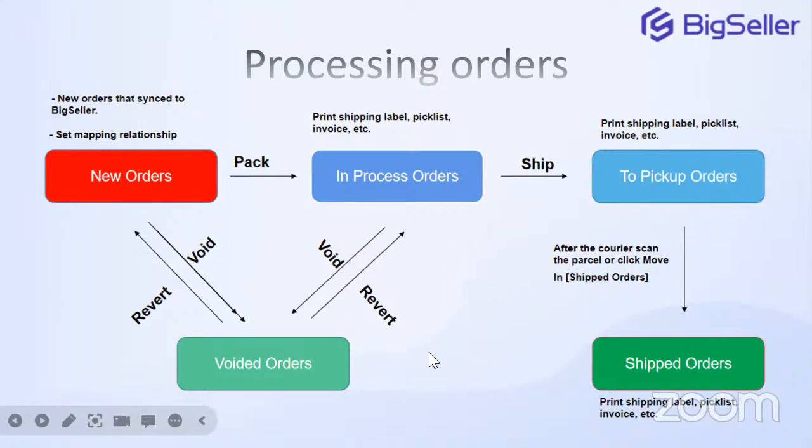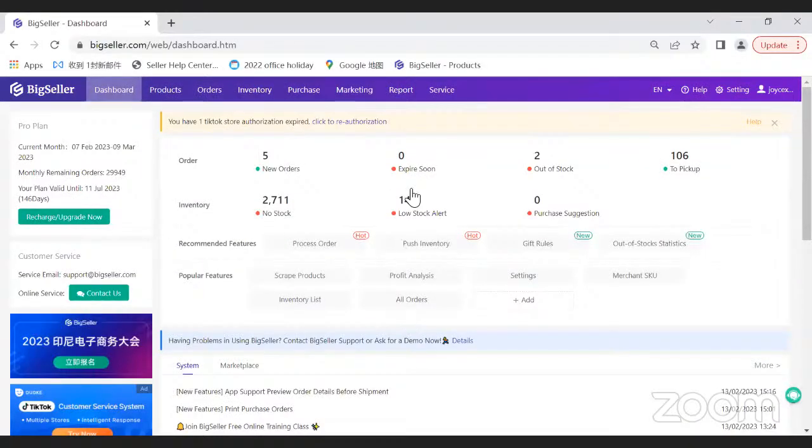Okay, so now let's go back to the page of Bigseller. Here is the dashboard of our Bigseller. If you got your account in Bigseller, the first thing you need to do is to authorize your store to Bigseller. You can go to the top right side, the authorization page, here, authorization.